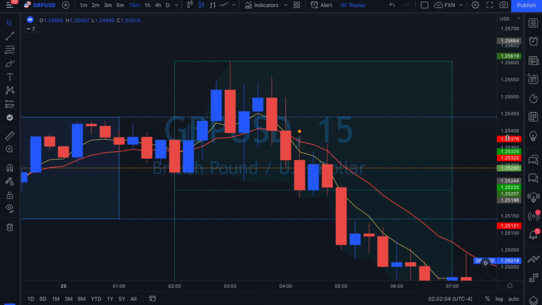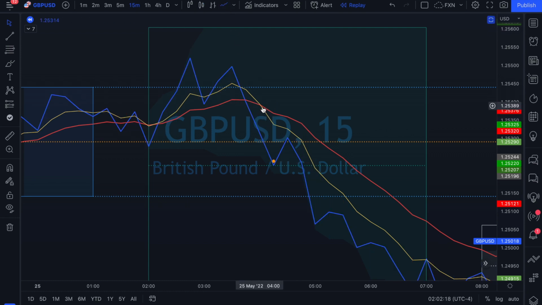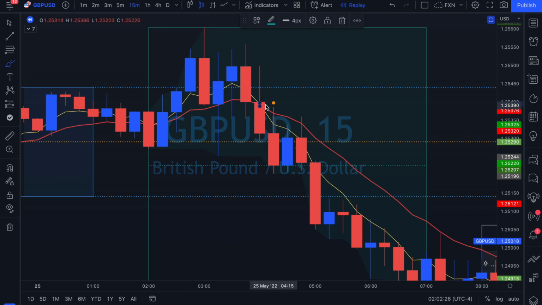Now, if you look at this dot here, this dot is basically telling you what candle is predicting the actual crossover. If we look at a line chart, you can see the crossover happened up here, right? It happened right there. If we go ahead and put the candles back on, the crossover happened here.